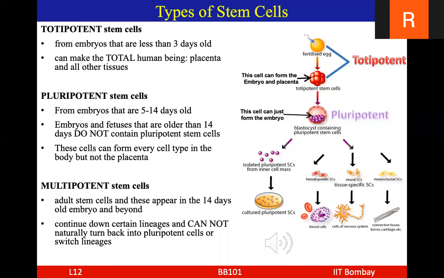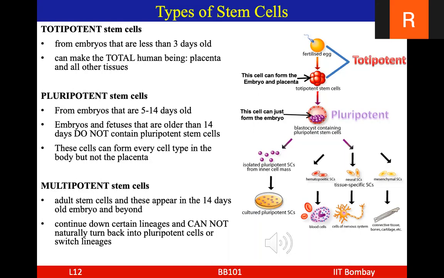Embryos and fetuses older than 14 days do not contain pluripotent cells, and these cells can form every cell type in the body, but not the placenta. However, totipotent cells can even make the placenta. And then there are finally the multipotent cells. This is very important for you to know, because for the other two types, you require the embryo.